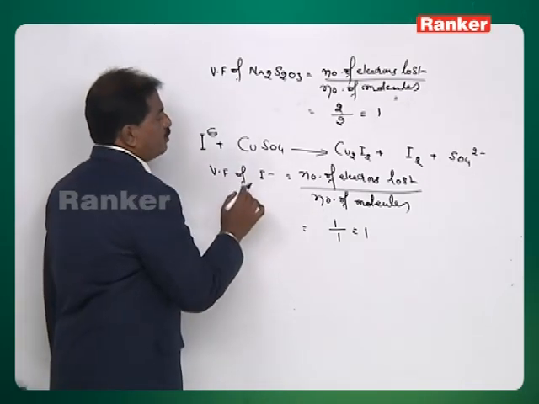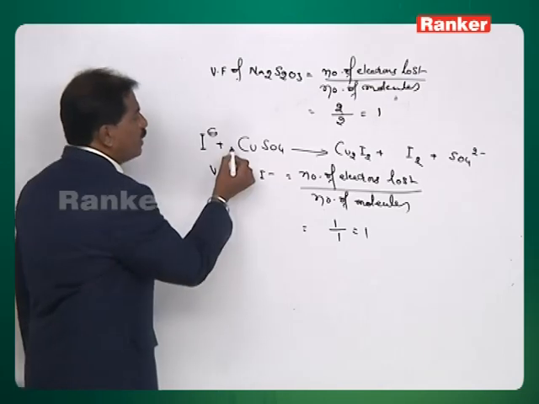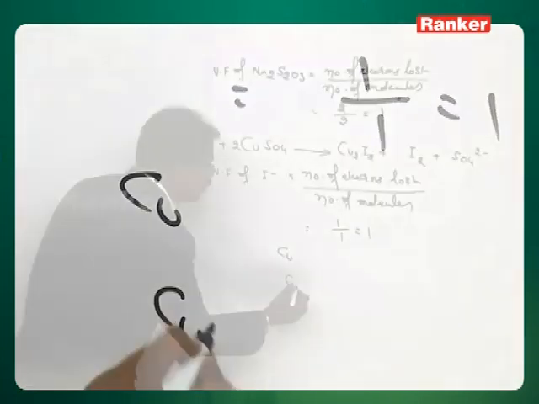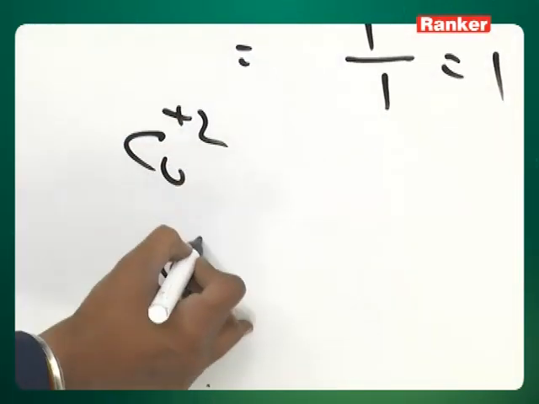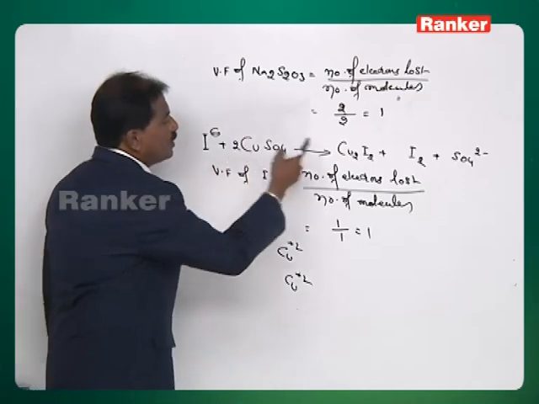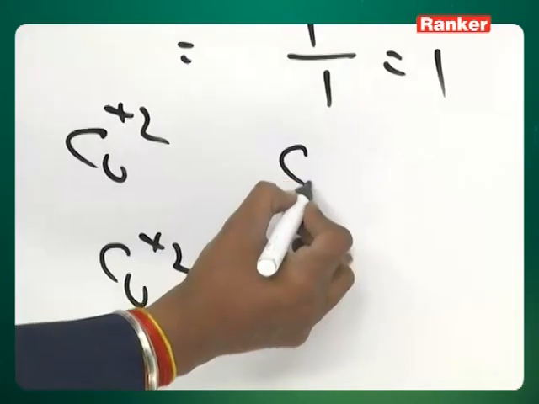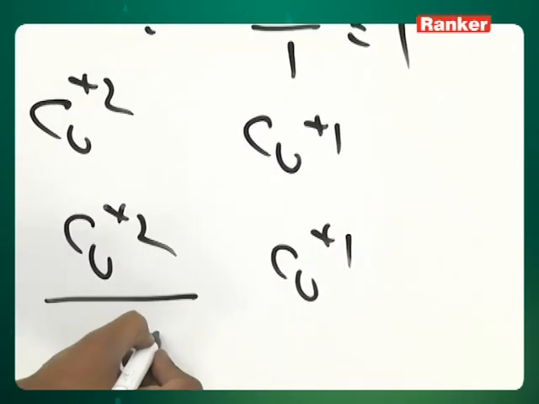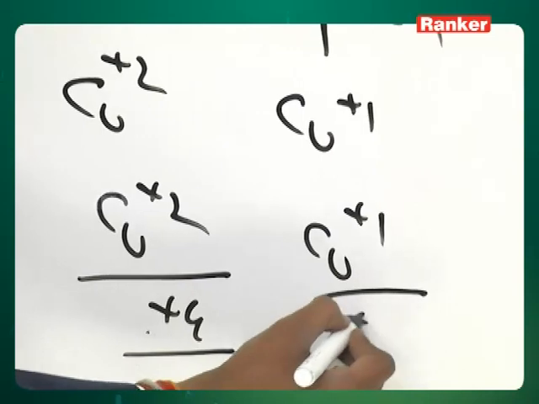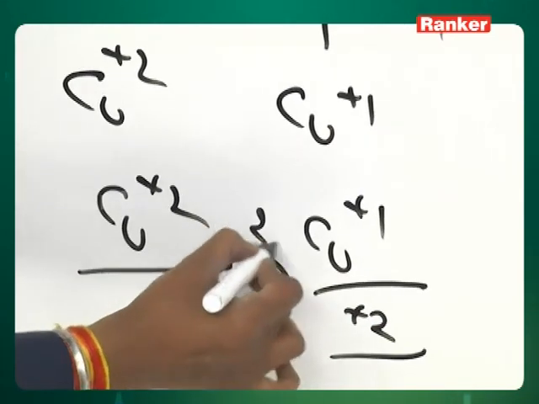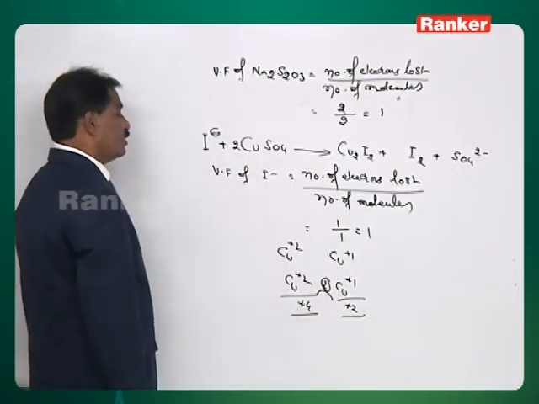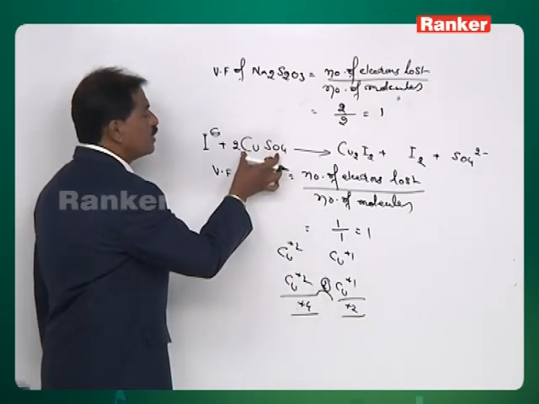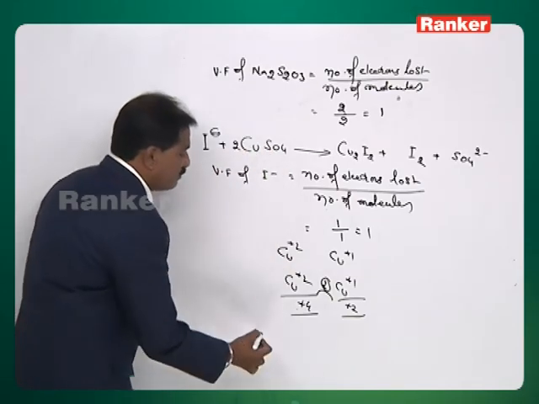Next for copper. For copper, we have to balance these copper atoms first. Here on the reactant side, we have 2 copper atoms. Each copper is in +2 oxidation state. This side, the 2 copper atoms, they came here. The oxidation state of each copper is +1. Therefore, total oxidation state here is +4. Here total oxidation state is +2. So difference is 2 units. That means this copper sulfate is gaining 2 electrons. How many molecules are gaining 2 electrons? 2 molecules.